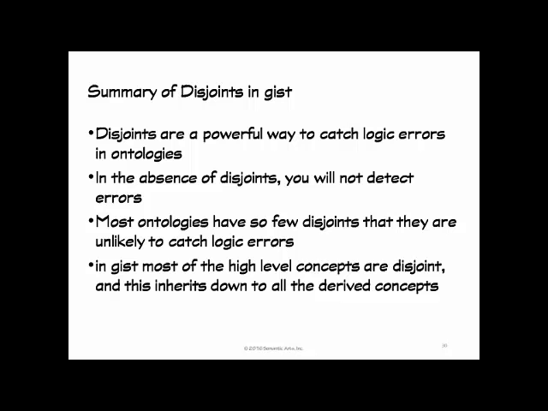So, a summary of what's going on with disjointness and GIST. We think not only is it a powerful way to catch logic errors, it's really just about the only way. Every time we've looked at errors that we have induced in the act of building an ontology, if you go back and take out the disjointness assertions, you won't see the errors. So it kind of brings logical errors to the surface. And from our observation of a lot of other ontologies, they have so few disjoints that it's very unlikely that you catch any logical errors, because that's your main weapon there.